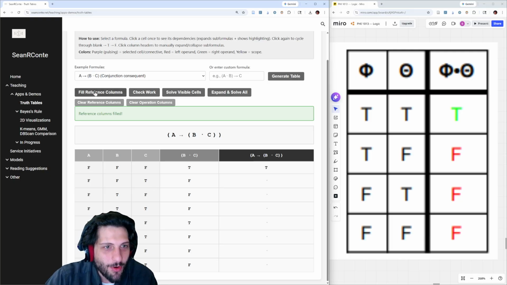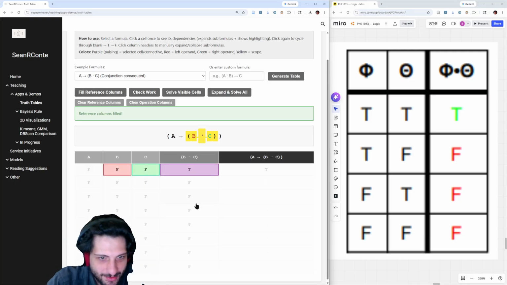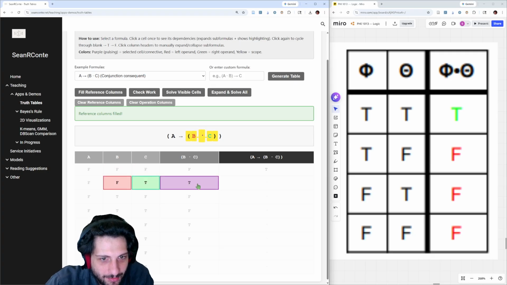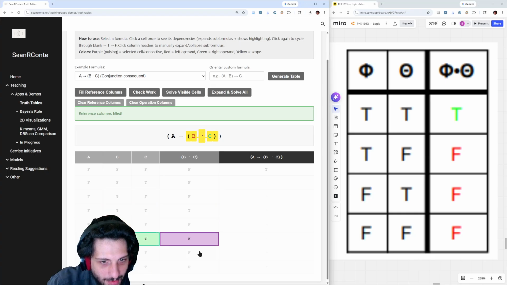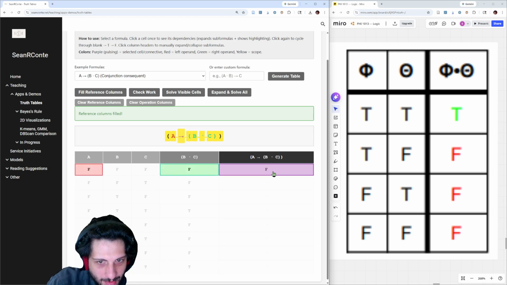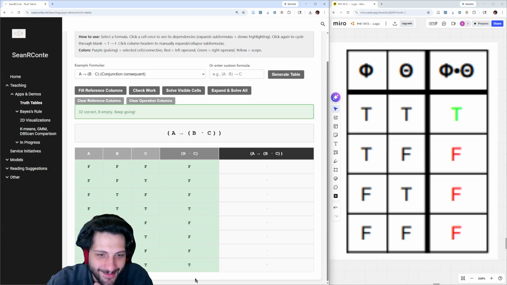Okay, we've filled our reference columns. So now these would also have to flip. So now I have FF, FF. Good. Okay, and now let's just delete that for now. And now let's check our work. And now we're good.